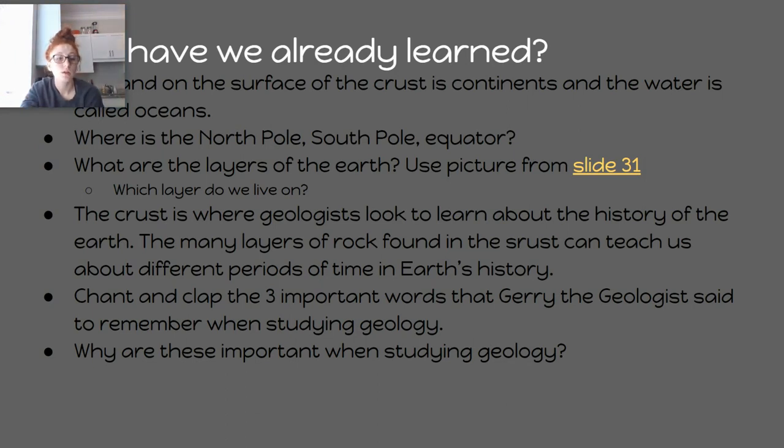I want you to show me the 3 important words. Say them and show me the hand signals we have for them. Heat, pressure, time. All right, you do it on your own. Ready? Go ahead. Heat, pressure, time. Okay. Why are these important when we study geology? Because they do what to the Earth? They change the Earth, right? They cause changes to the Earth.